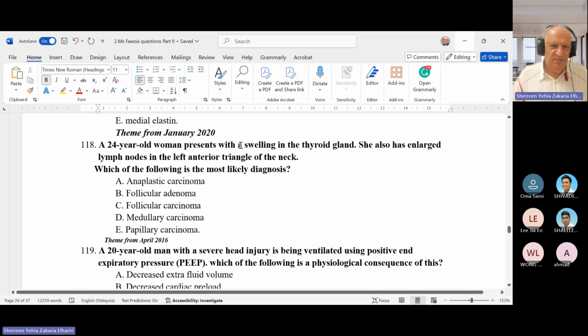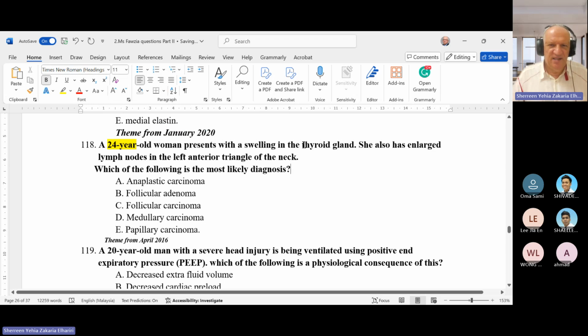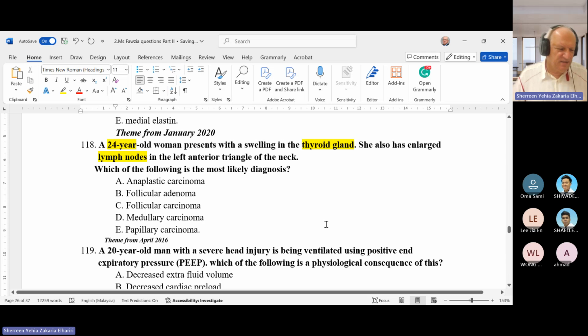24 years old woman presented with swelling in the thyroid gland. She also has an enlarged lymph node. It is important to see here that she is young, 20, with thyroid swelling and the lymph node. So it is a cancer. Which cancer spreads to lymphatics in the thyroid? Of course, all these are thyroid cancers.